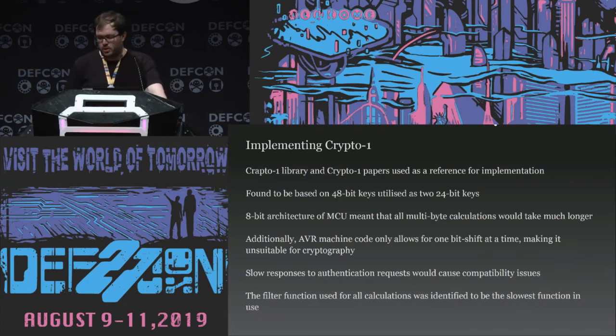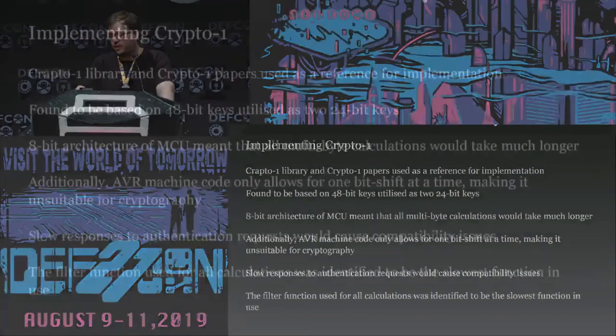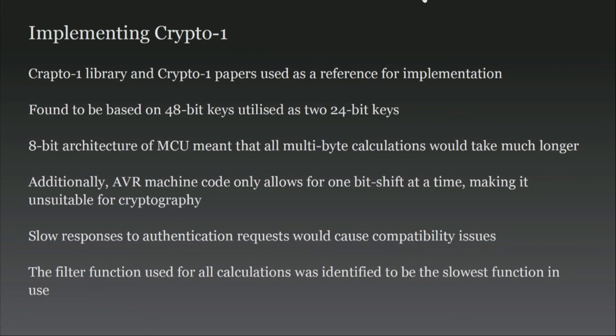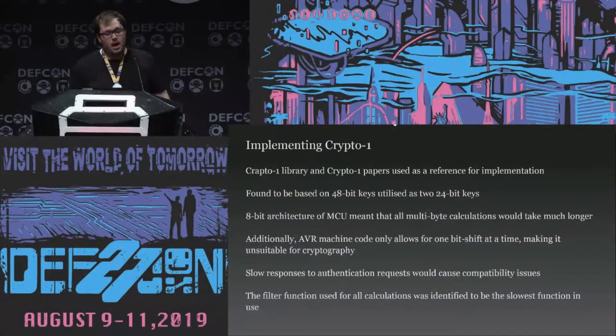Crypto1 was meant to be a proprietary library, and people have reverse engineered it and created the Crypto1 library, which is an excellent name for any GitHub project. There were lots of papers involved with this that made it very easy to understand what was going on. And it's really not a good encryption algorithm even from the get-go. It uses a 48-bit key scheme, but separates these 48-bit keys into 24-bit keys that are cycled between as authentication goes on, which also made the ATtiny have to do some very strange calculations in order to work with it.